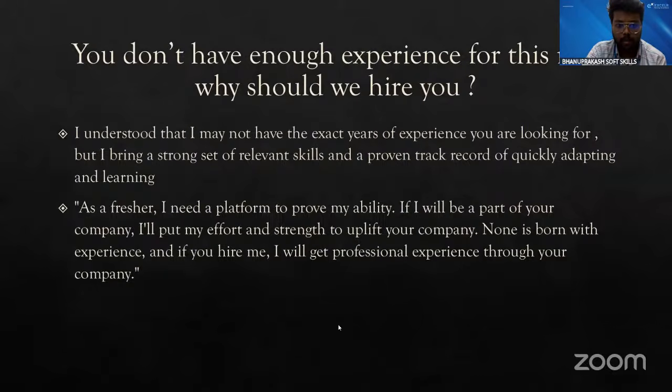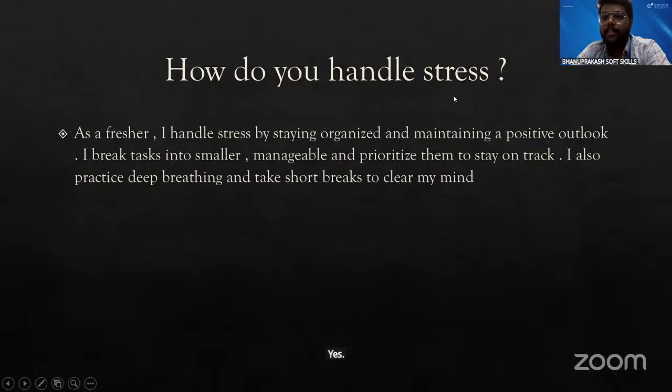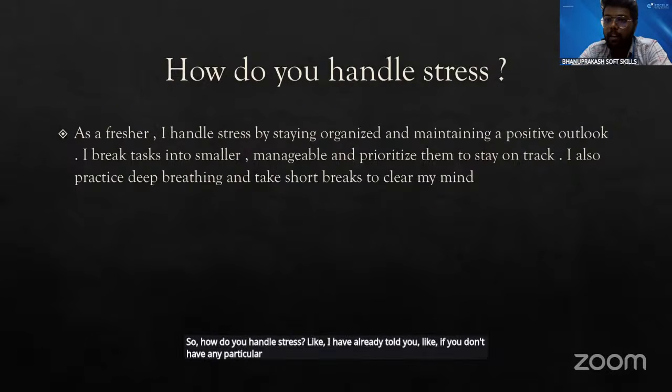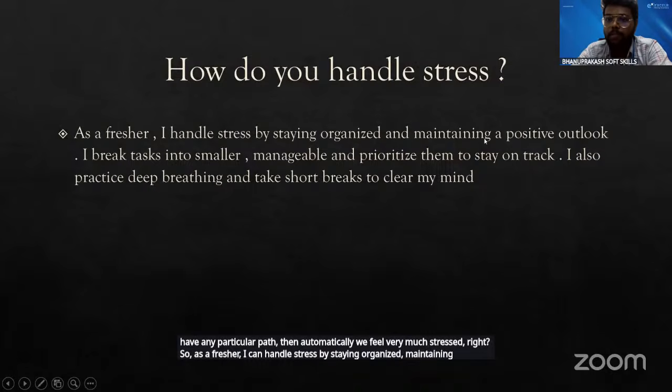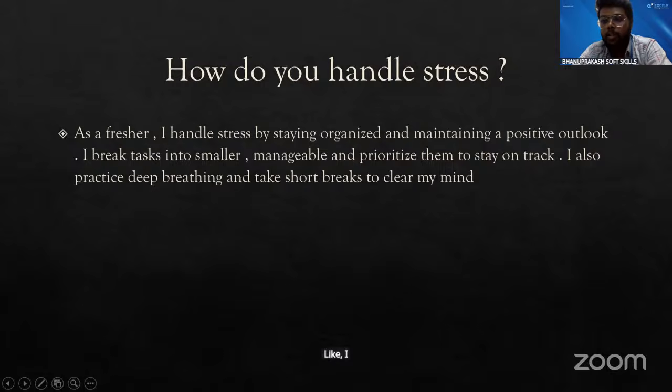What just happened? Yes. So how do you handle stress? Like I have already told you, if you don't have any particular path, then automatically we feel very much stressed, right? So as a fresher, I can handle stress by staying organized, maintaining a positive outlook. So I always think in the positive way, so that I don't feel any stress.